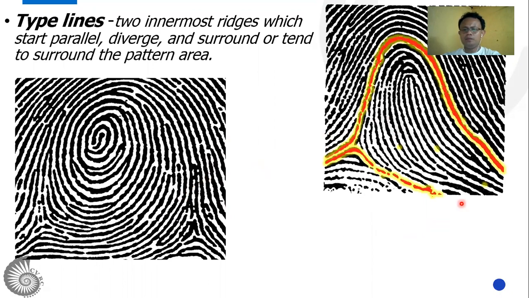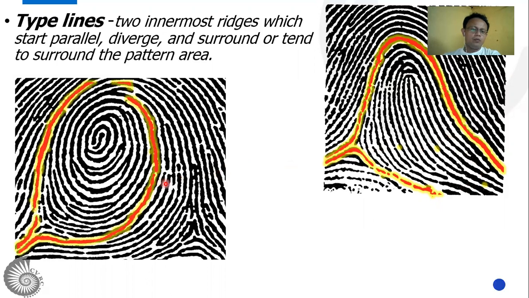surround the loop area. It is called the two innermost ridges. This is the most important, no? Because at the divergent portion of these two innermost ridges, we can locate the delta. So these ridges that surround the pattern area are the ones that will identify the pattern area.